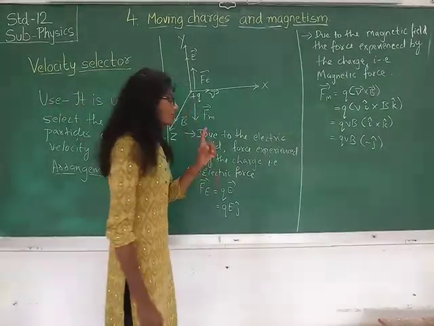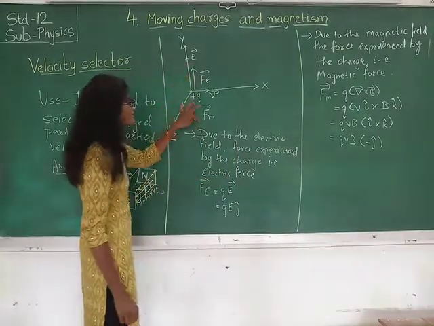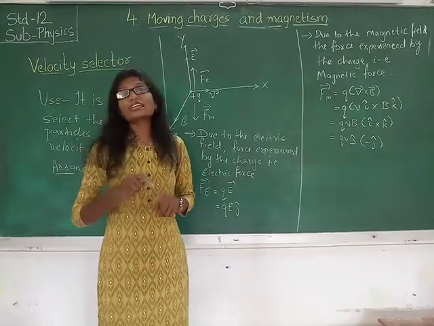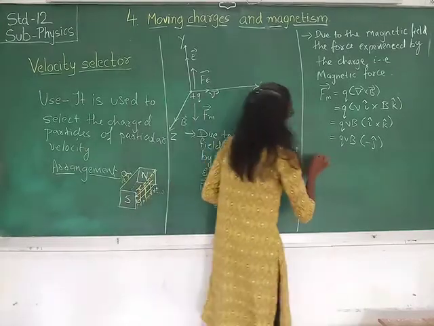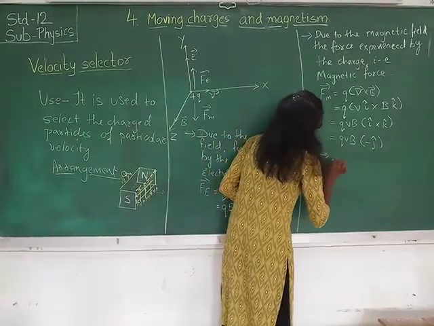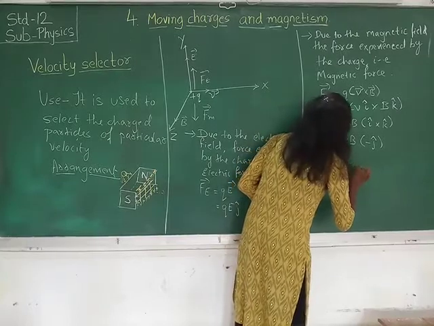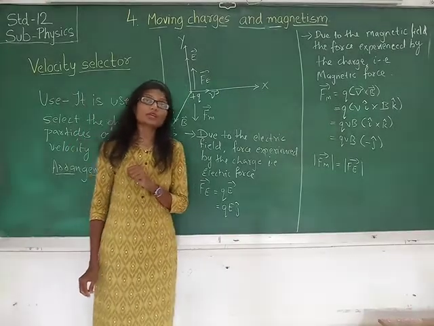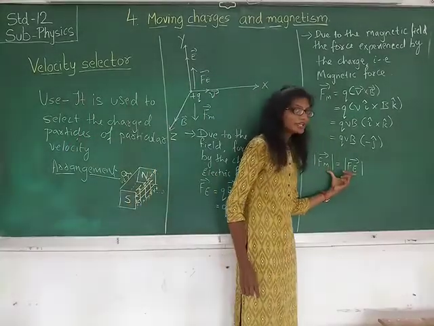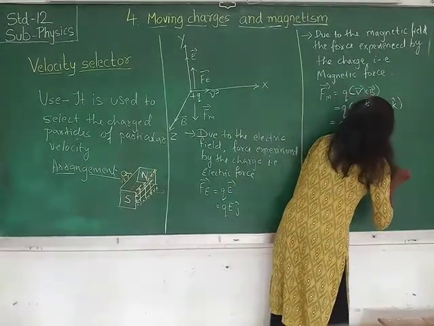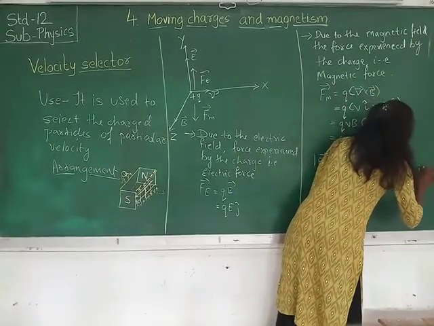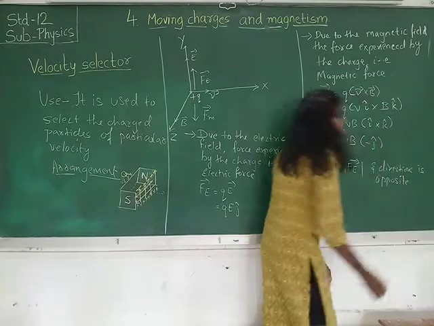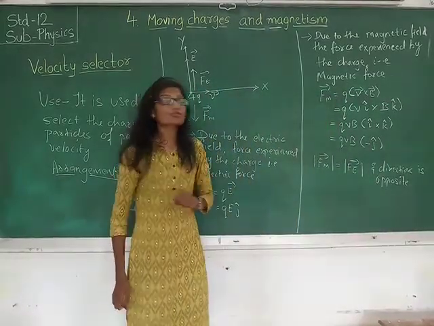Now see, what will be the total force? See, here the directions are opposite. If we take the magnitude of the electric force and the magnetic force both equal, then what will be the total force? See, magnitudes are equal and direction is opposite. So in that case, the total force will be what? The total force will be 0.